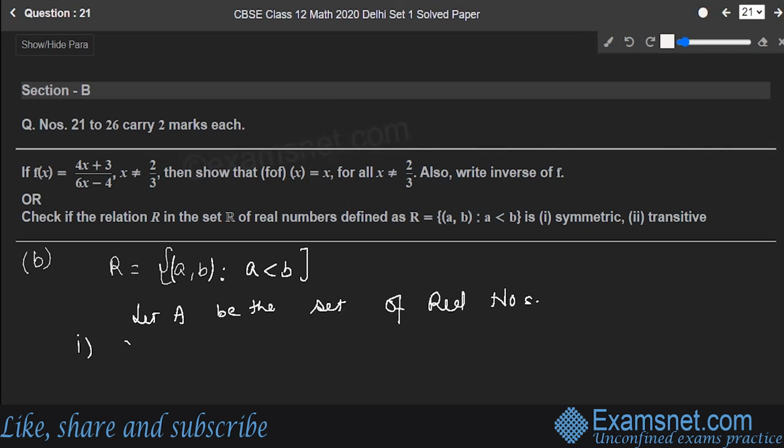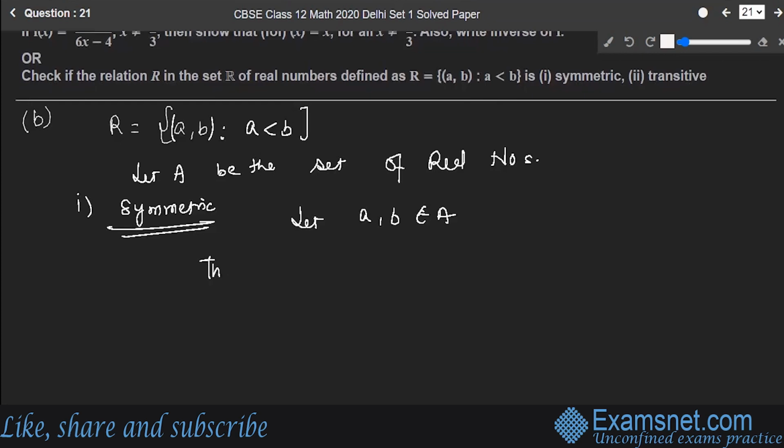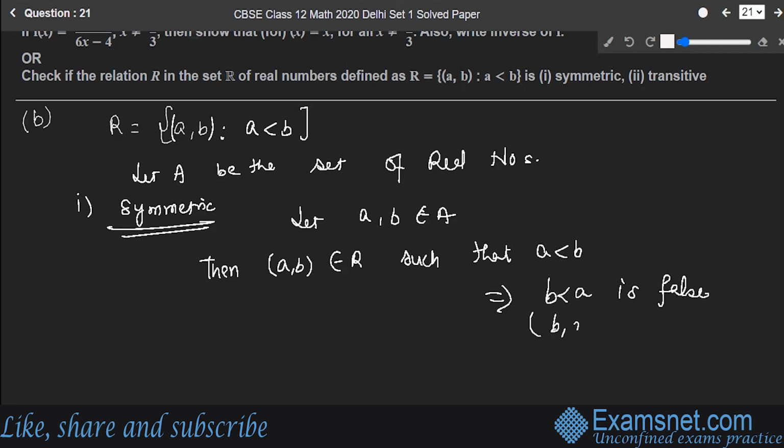Now for the first one, that is symmetric, let a, b belong to A, and then (a, b) belongs to R, such that a is less than b. And this means if a is less than b, that means b is less than a. This is false. Therefore, (b, a) does not belong to the set R. That means R is not symmetric.